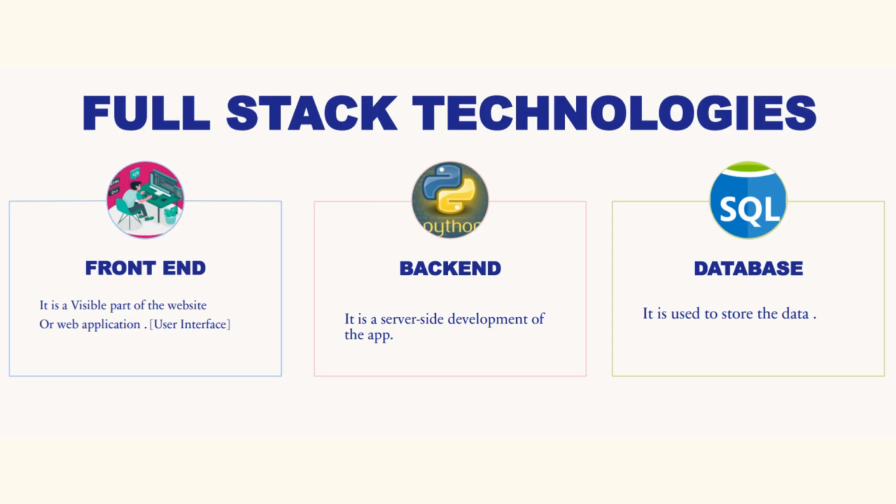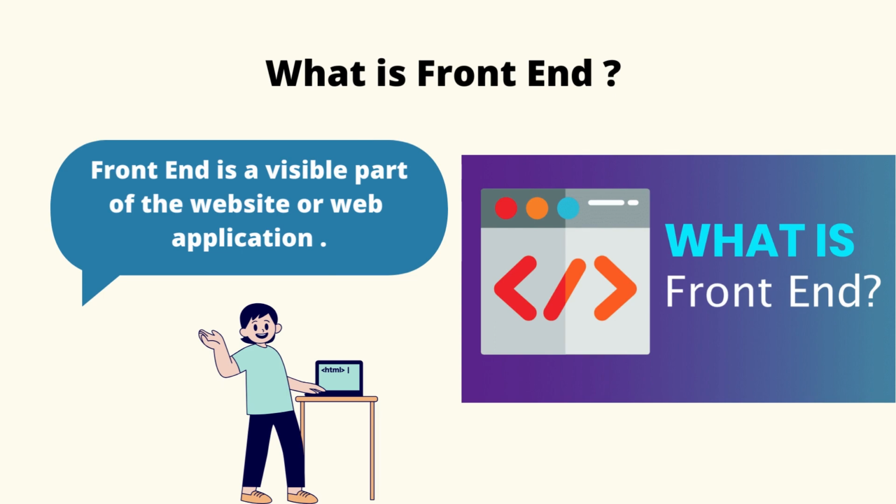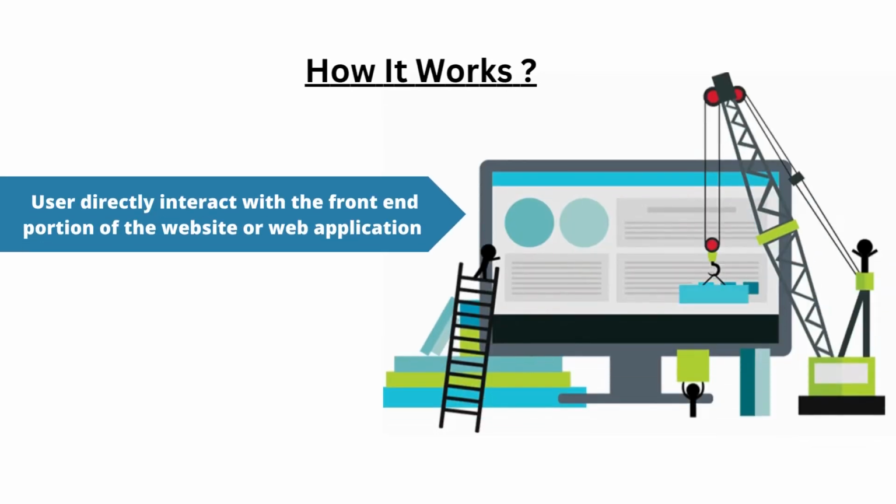Let's have a look into some full stack technologies. So basically, full stack consists of two things: the front end and the back end. Let's have a look into what exactly front end is. The front end is the visible part of the website or web application, which is responsible for user experience, and users can directly interact with the front end portion of the websites or web applications.